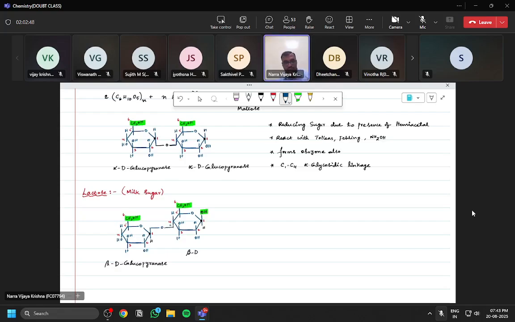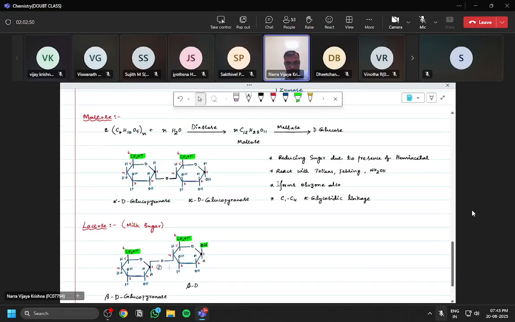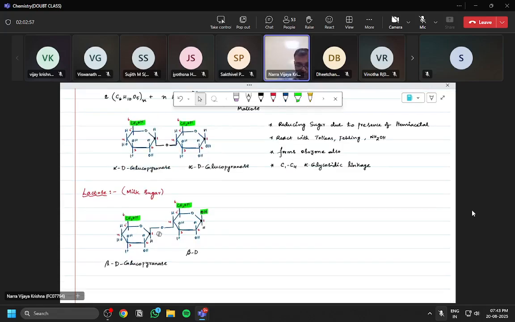Have you found any difference between these glycosidic linkages? Here both OH groups are on the same side, here both OH groups are on the opposite side. Then here I call it alpha glycosidic linkage, and here I call it beta glycosidic linkage. And the linkage is between the first carbon and the second carbon.